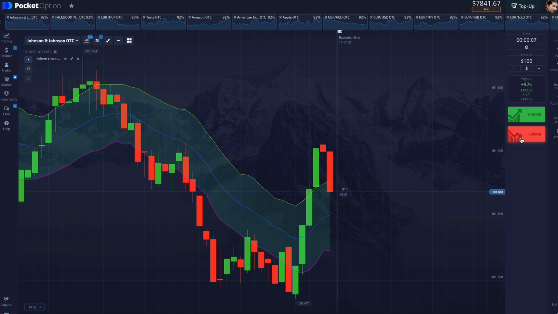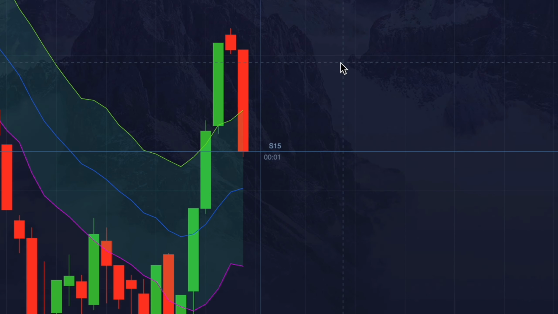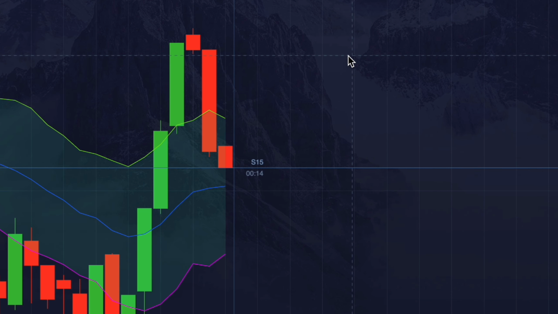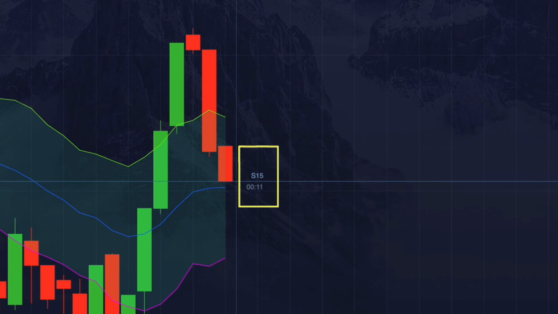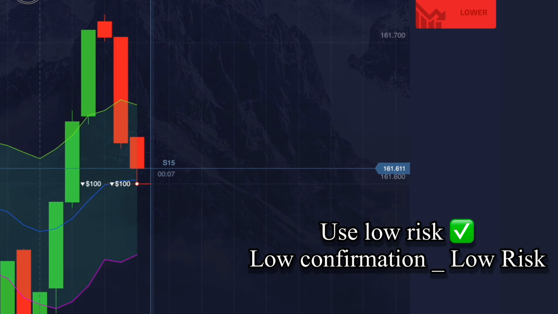Let's see. Now you can see that this chart has started in a downtrend, so we will take the trade in the down direction. Now see, this candle was red for the first 5 seconds. And we have placed some trades for 7 seconds in the down direction.